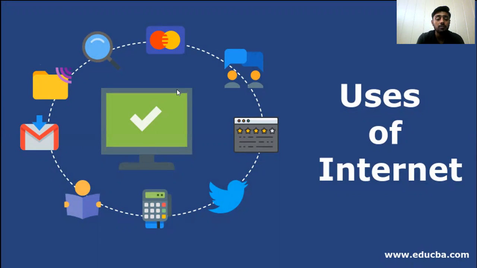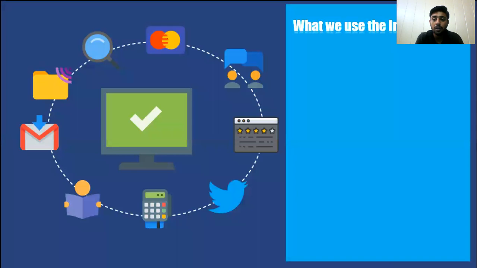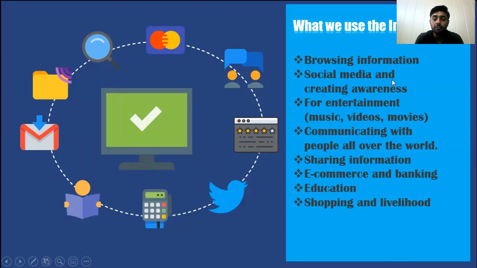You can have a look, here's a computer, and around it many things are there. Here we have two people talking to each other. There is a Twitter sign, calculator, reading book, mail, search engine, and a MasterCard that is used for shopping. Now we all know what the uses of the internet are, but I'm still going to tell you a bit more. That is browsing information, social media, and creating awareness.